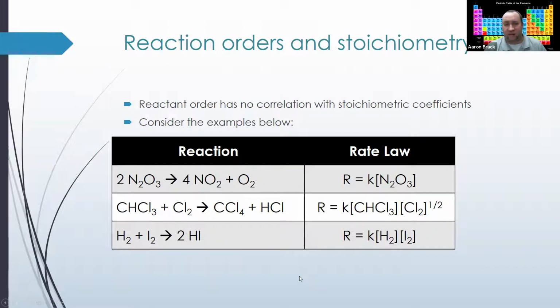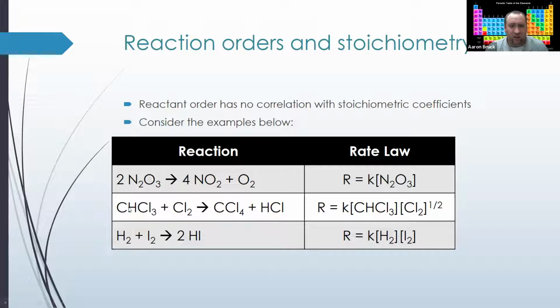Again, it's important to note that there is no correlation between the stoichiometric coefficients and the rate laws. So take these for example. The decomposition of dinitrogen trioxide into nitrogen dioxide and oxygen. The stoichiometric coefficient for the dinitrogen trioxide is 2, yet it is a first order reactant. Doubling the concentration of the dinitrogen trioxide only doubles the reaction rate. It does not quadruple it.